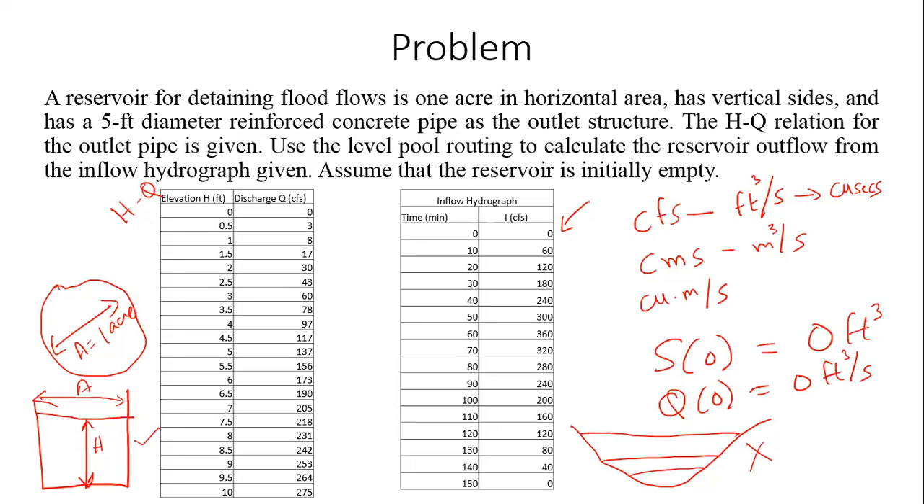So naturally from here, we can develop the H versus S relationship or S versus H relationship. HQ is known, HS is known, I at J and J plus 1 is known. You simply have to solve for Q at every time step. Is that clear, what we are trying to accomplish?